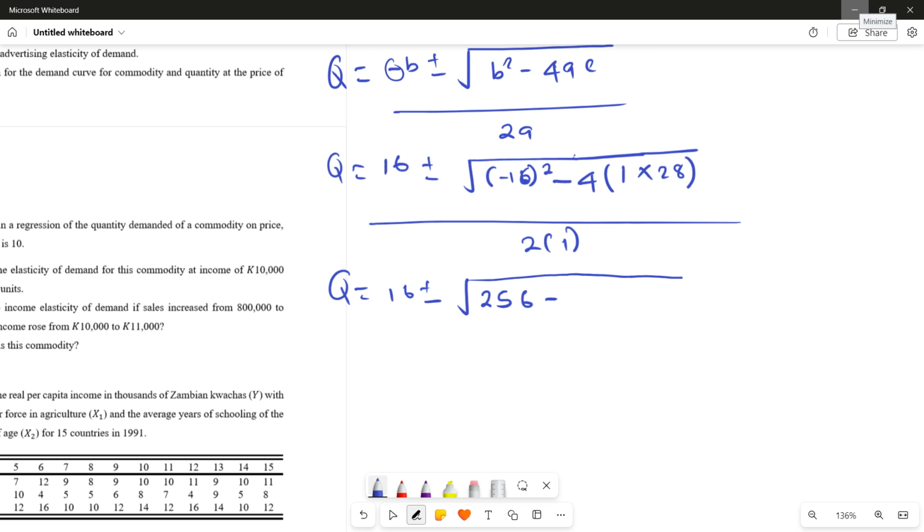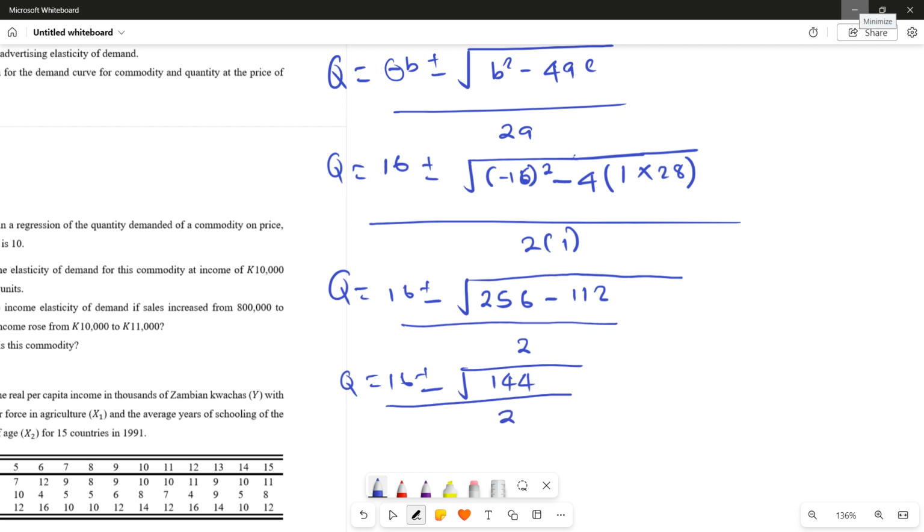Okay? You can just punch everything there. Now when you do minus 4 times 28, you should get 112. Like that. You are dividing this whole thing by 2. You see that? So Q will be 16 plus or minus the square root of, now when you do 256 minus 112, you're going to get 144. You are dividing this by 2.